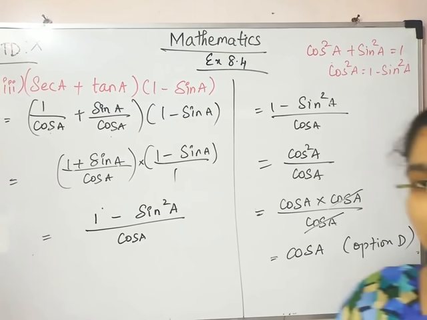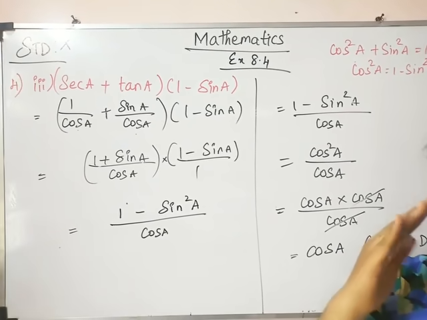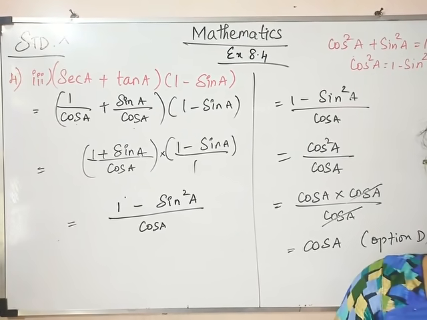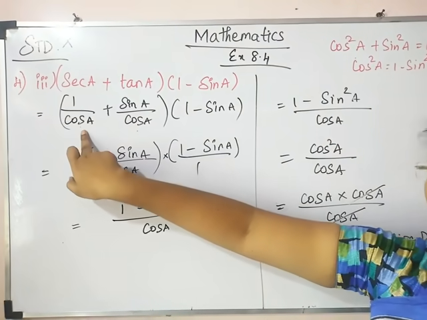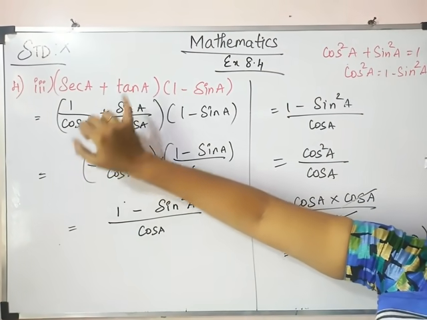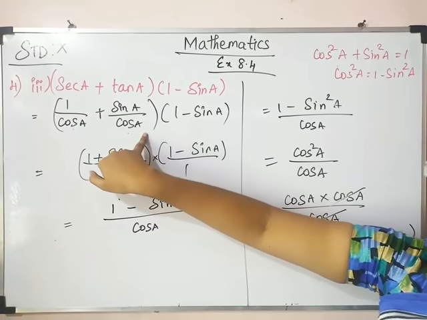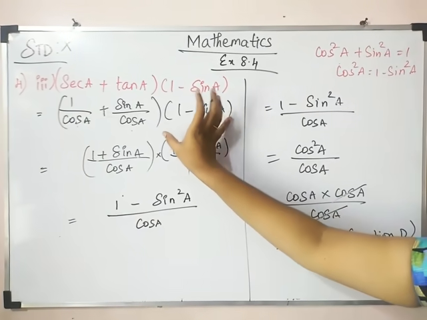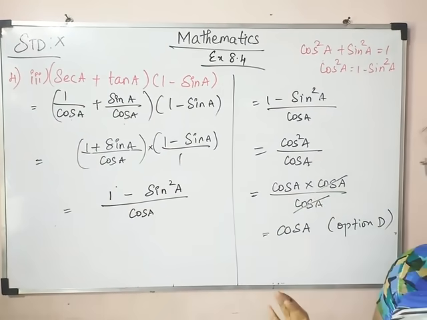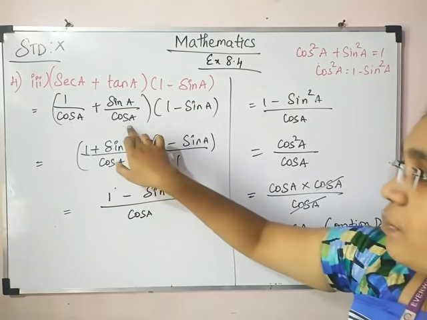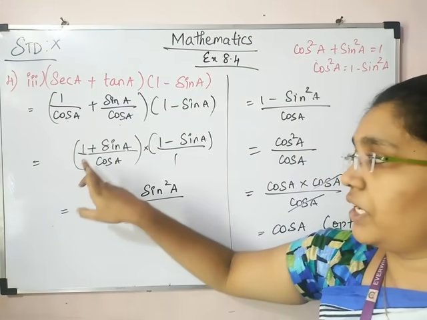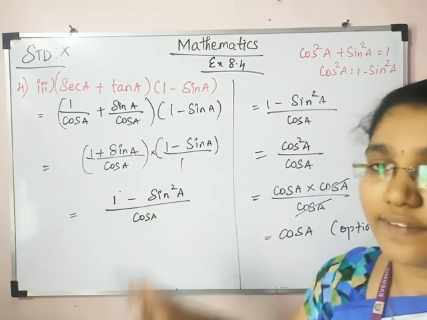So what is the first step we have done over here? Changed all the trigonometry ratios in terms of sin and cos. Secant can be written 1 by cos A plus tan can be written sin A by cos A. So now the second term already is given in terms of sin, so let it be. Just denominators are same, you can add the numerators. This becomes 1 plus sin A divided by cos A.